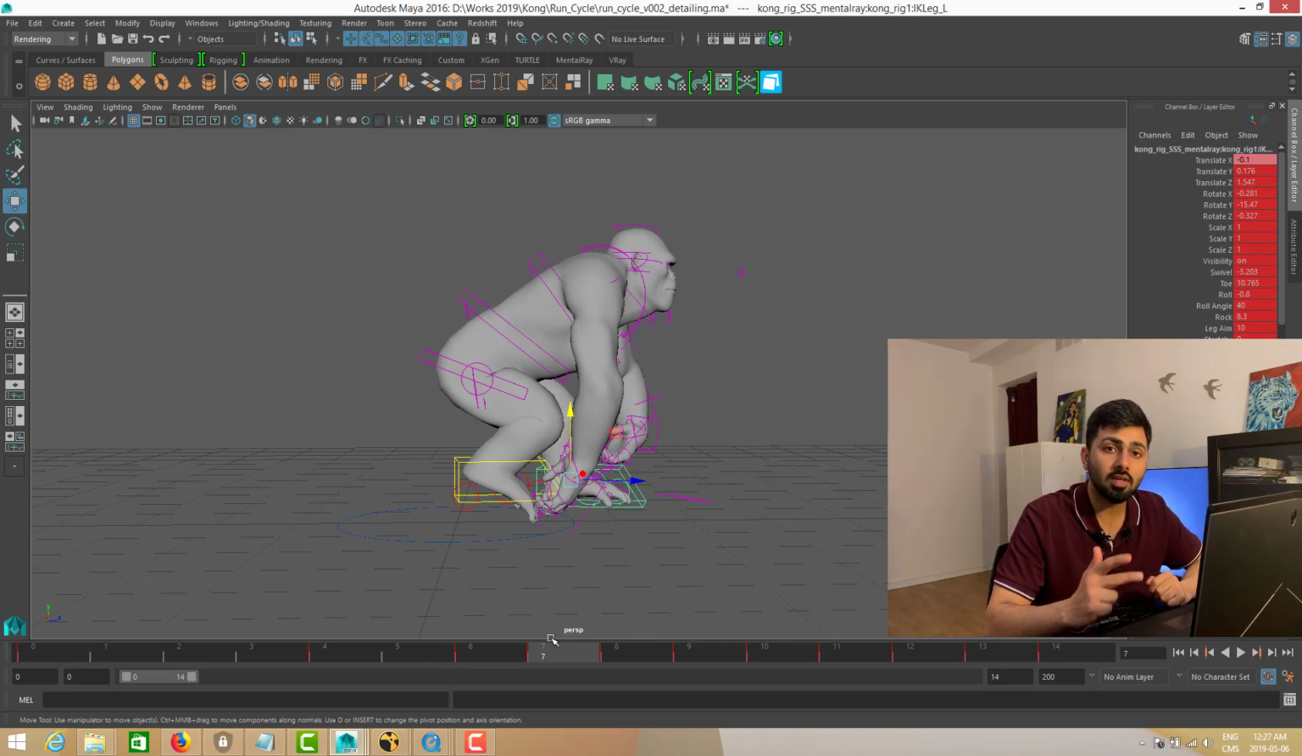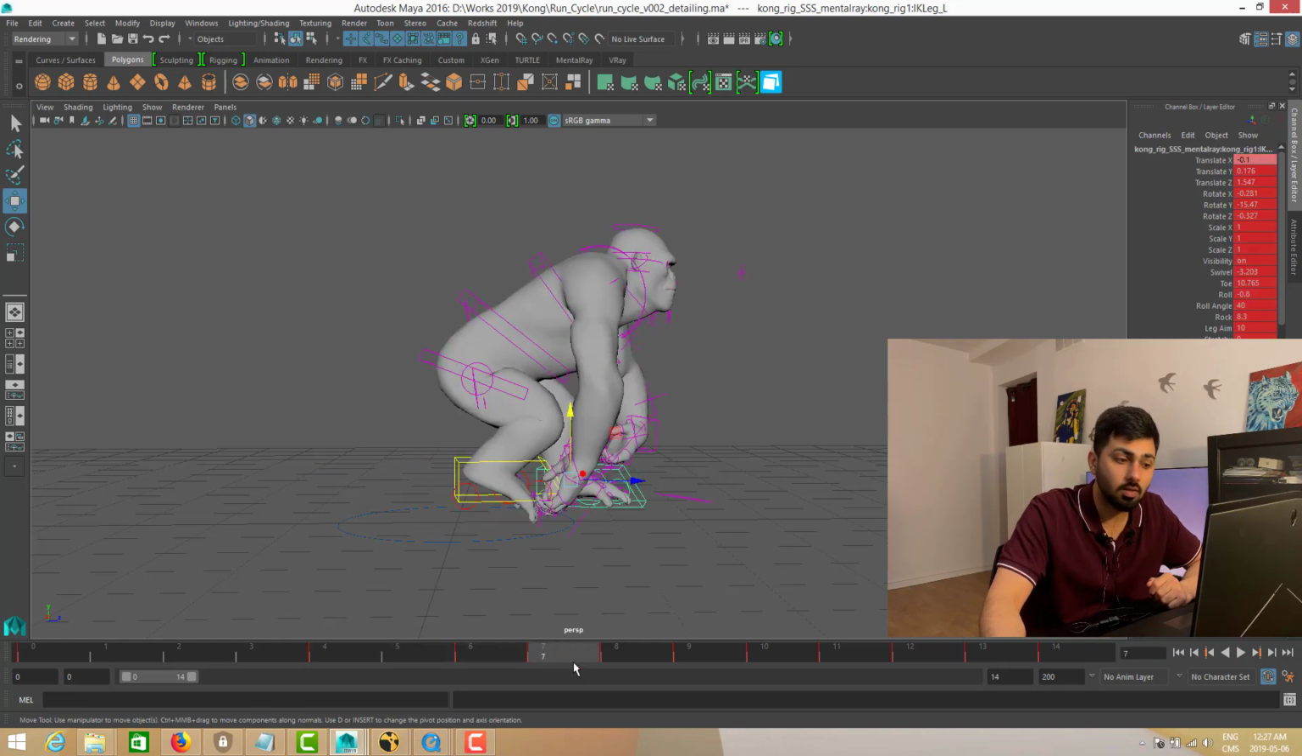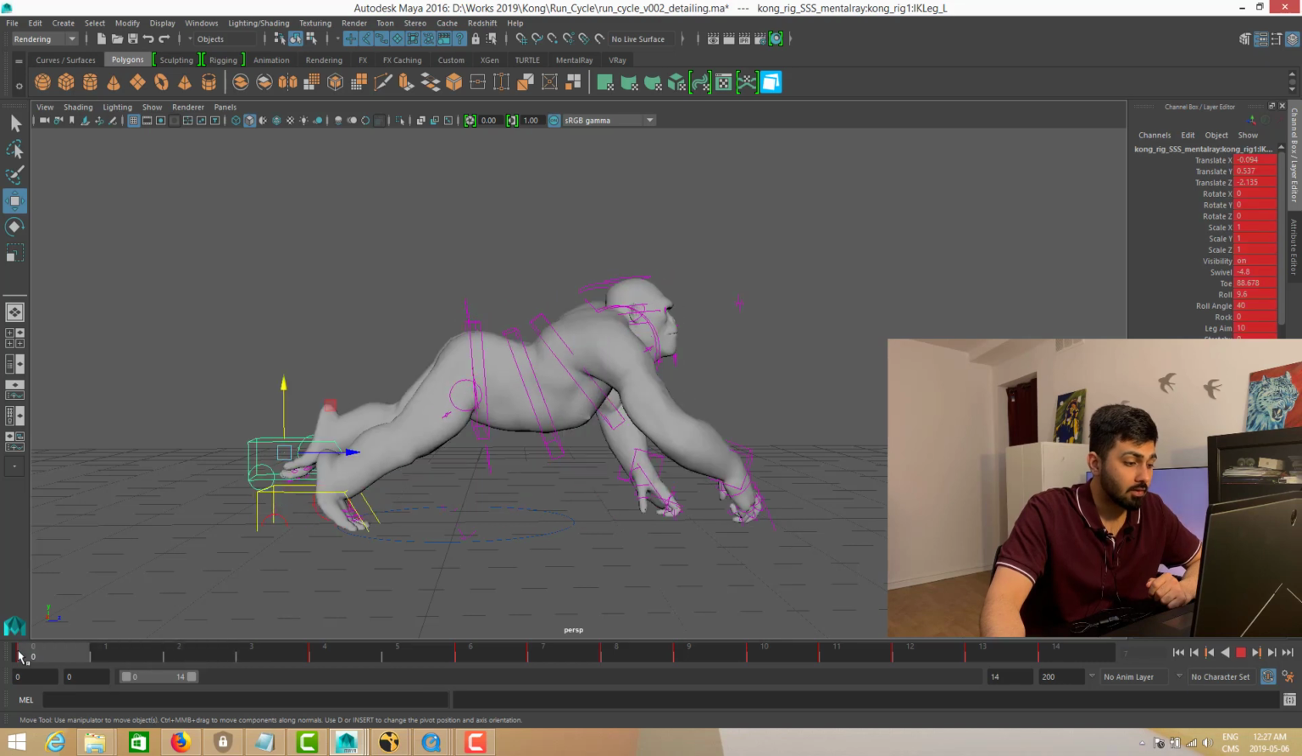The other two poses are even more important. For the third pose, I can say it is on frame 4. The third pose is on frame 4. On frame 4, the pose is between the stretching and squashing.